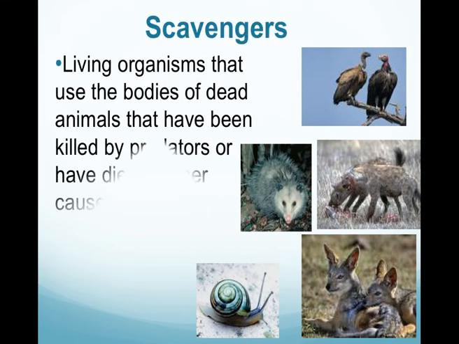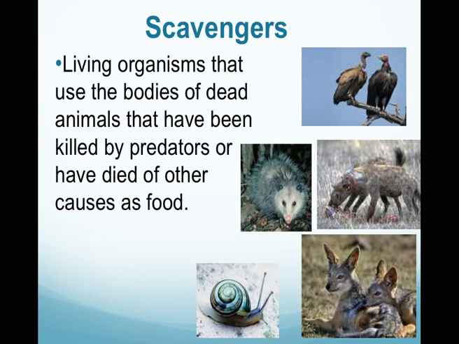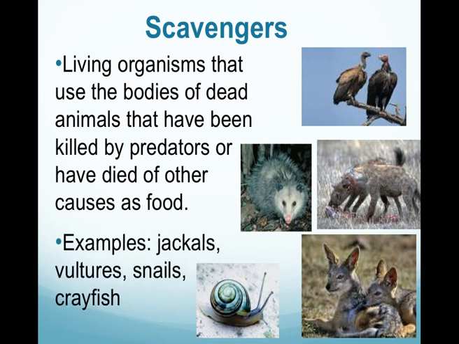Scavengers can also fall into some of those other categories, like the vultures you see there. They only eat carrion, which is dead meat. So we could also say that they could be classified as, say, a carnivore, but they are scavengers because they don't hunt and kill their prey. They feed on things that have already died. Examples of scavengers would be vultures, snails, crayfish, jackals, possums.